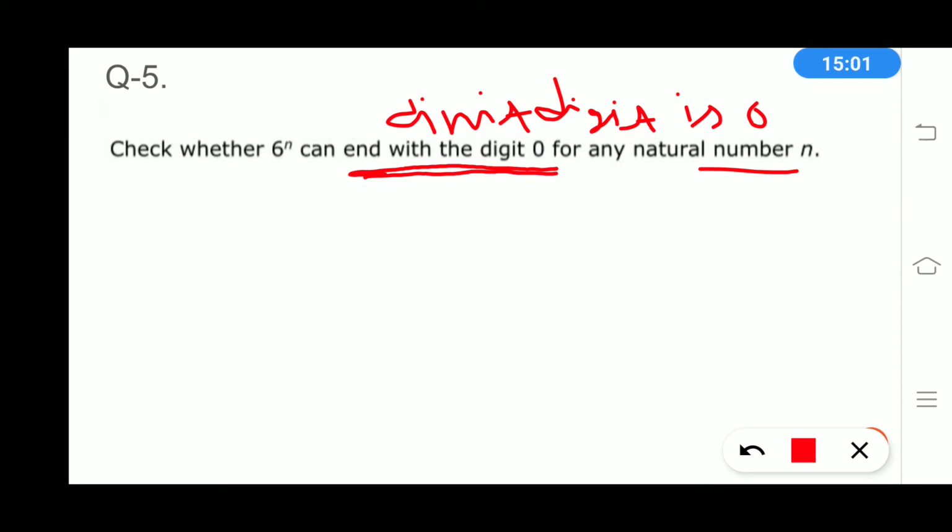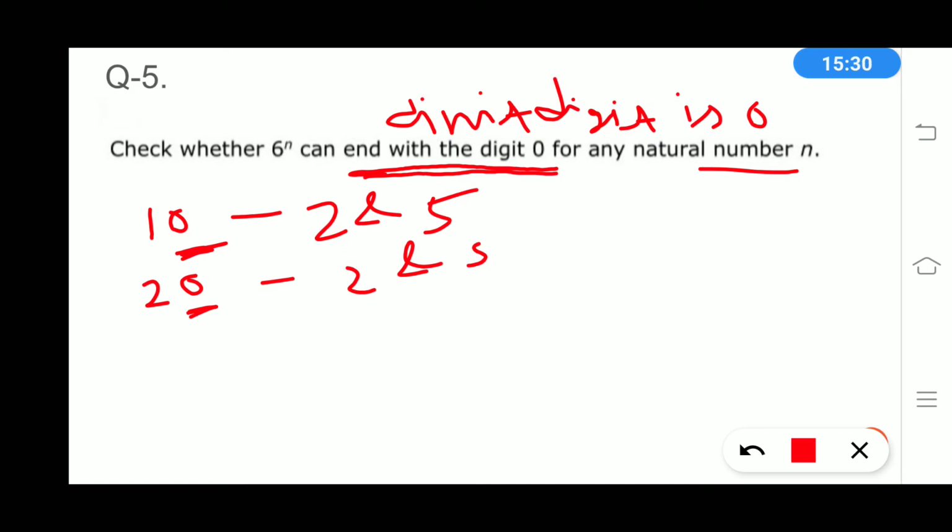Now the question is, check whether 6 to the power n can end with the digit 0 for any natural number n. If any number ends with digit 0, then it must be divisible by 2 and 5. If we take 10, it is divisible by 2 and 5, because it ends with digit 0. 20 ends with digit 0, again divisible by 2 and 5. 30 is divisible by 2 and 5. Any number that ends with digit 0 must be divisible by 2 and 5.